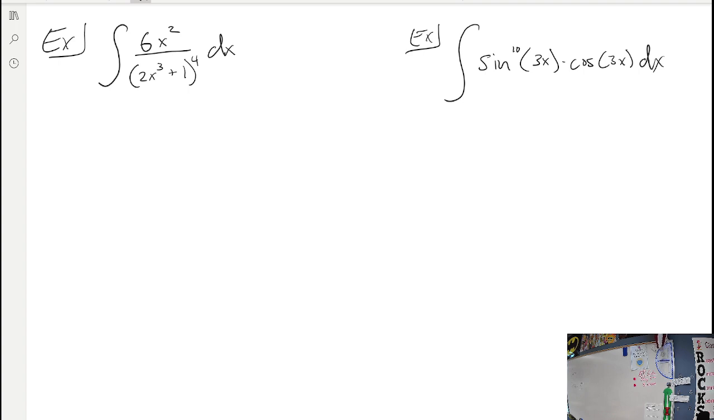Wait, that's a negative there, right? For the derivative of u, negative cosine. No, it's 3 times negative cosine 3x. Yeah. Chain rule never goes away. Also, don't let u equal sine to the 10th. Just sine of 3x. Okay. We'll deal with the 10th later.